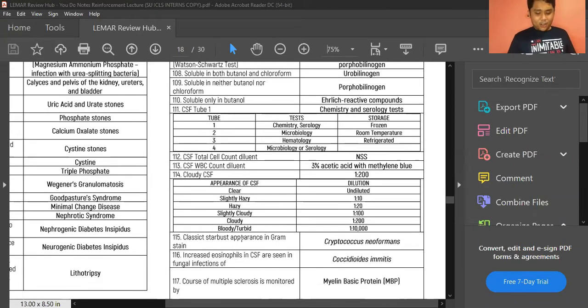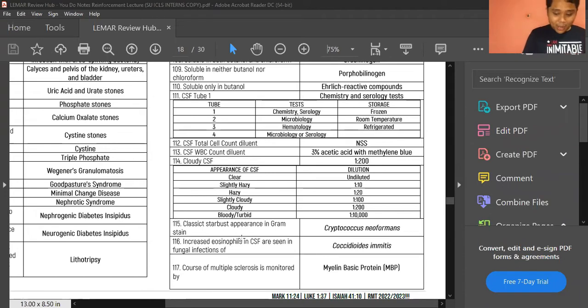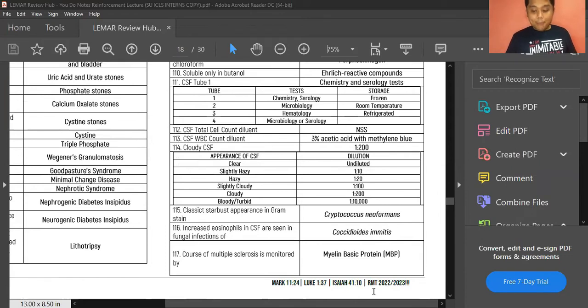Now, a classic starburst appearance in your gram stain is Cryptococcus neoformans. Or, with India ink, a halo appearance is also Cryptococcus neoformans. Increased eosinophils in CSF with a fungal infection is Coccidioides immitis. Now, the course of multiple sclerosis can be monitored by myelin basic protein, your MBP. Take note that myelin basic protein is not really specific for multiple sclerosis, but it can be used for monitoring.